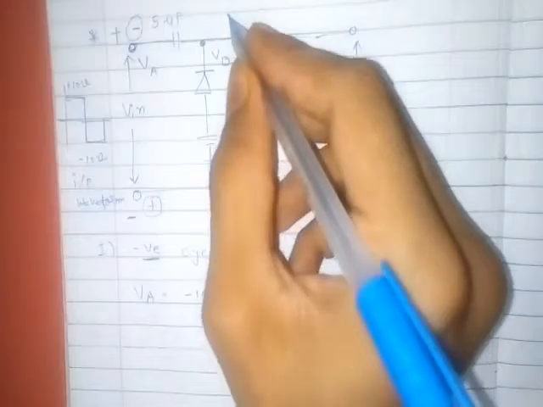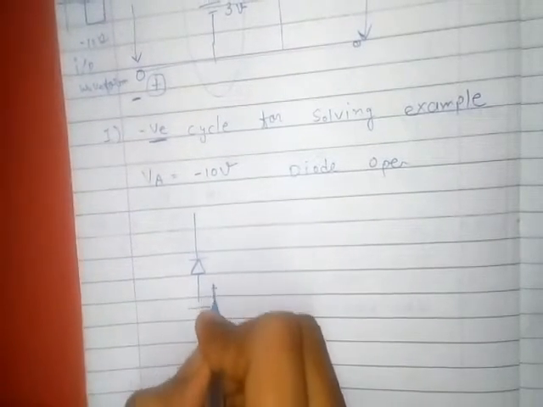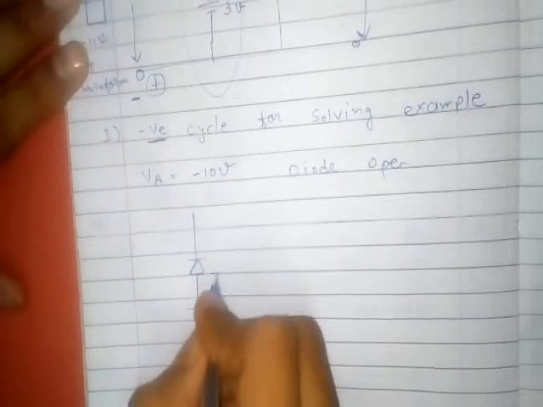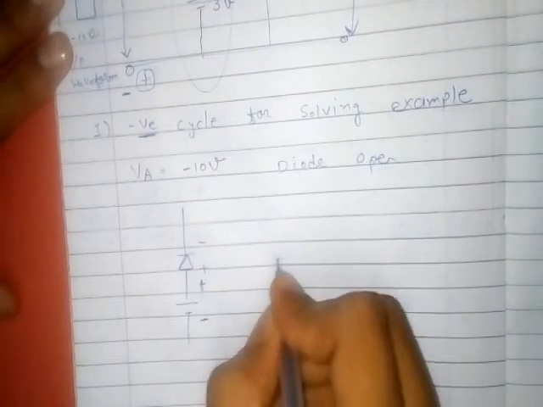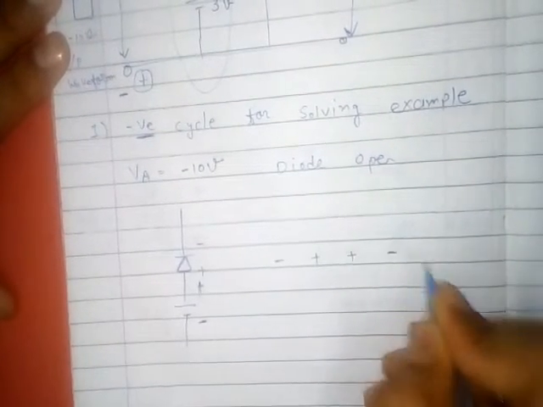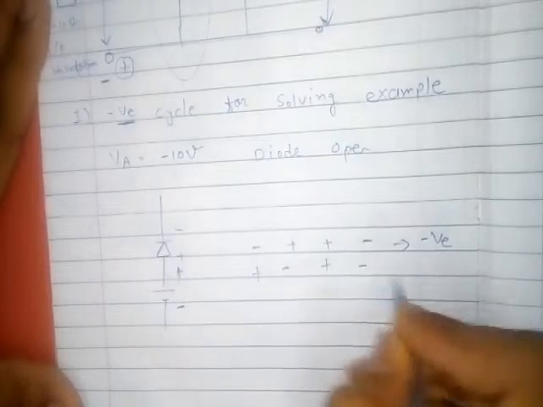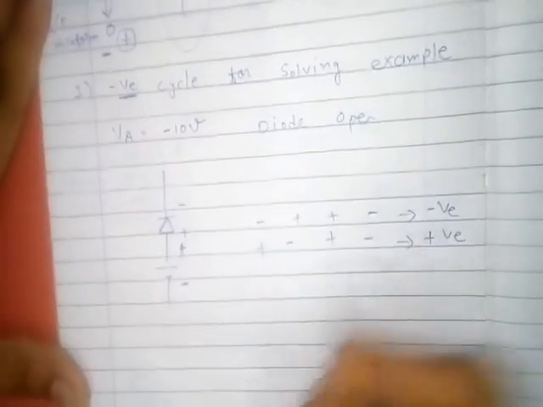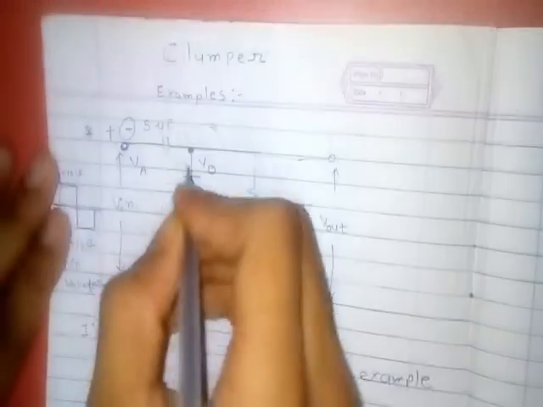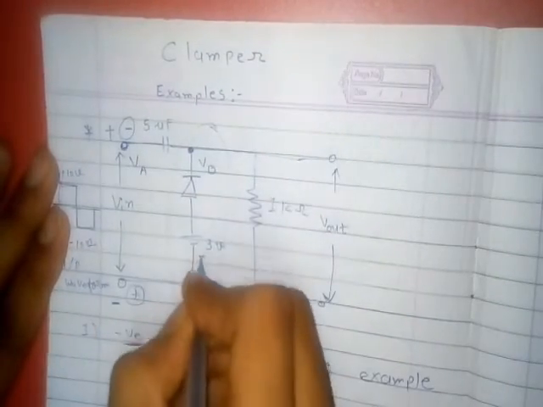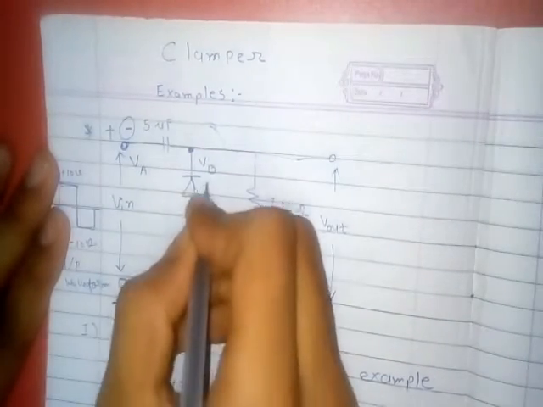Now consider this circuit that I again draw. This is the diode in series with the 3 volt battery. This is a plus minus, this is a plus minus. So minus plus, plus minus indicates negative, but plus minus indicates positive. So VB, this is minus plus, plus minus.